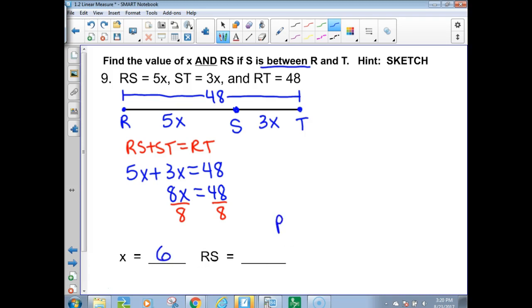Then I'm going to plug in 6 to find R to S. RS was 5 times X, so it's going to be 5 times 6, which gives me 30. Not too bad, I hope.